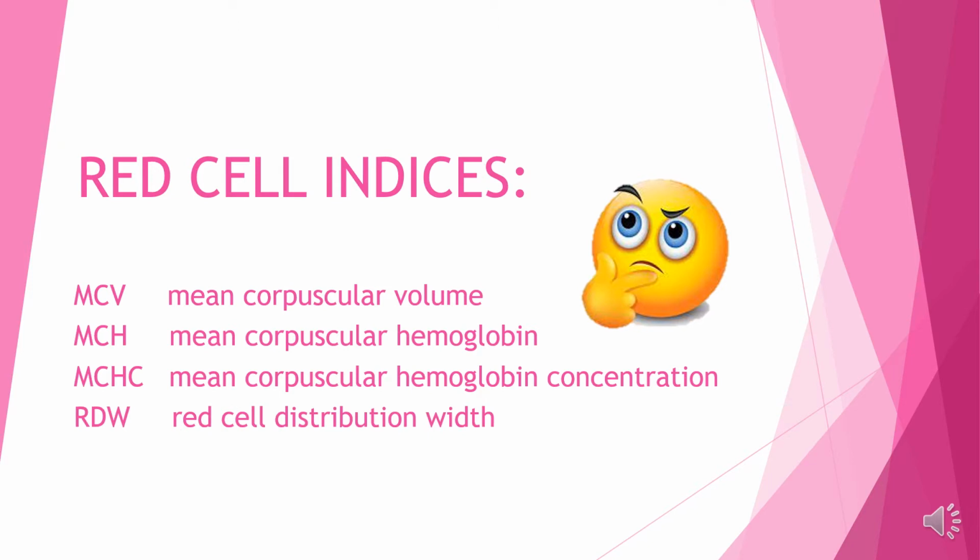And the fourth one is the RDW, the red cell distribution width, which shows us the variation in the size of red blood cells. If there is greater variation in red blood cell size, then the RDW count will be high, and in a condition called anisocytosis there is an increased RDW count, while a low RDW count indicates there is no variation in the red blood cell size. So this was all about the red cell indices. Now we are going to discuss each one of them in detail in our next slide.